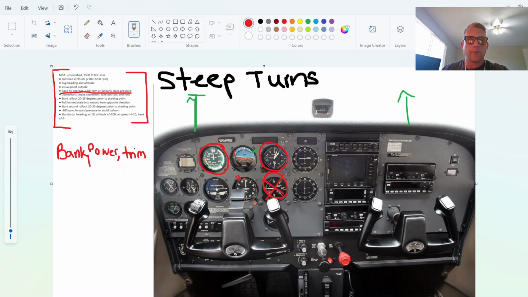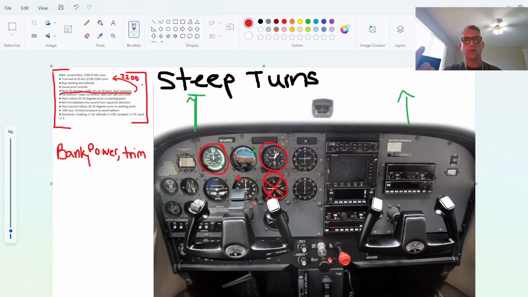If that's not working for you, what I want you to do is bank first, call out bank, and simultaneously add 100 power. But for this method, I want you to start at 2200. Okay? So I'm going to walk you through this and then we'll call it good. Power set to 2200. Initiate bank, coordinate with right rudder, add 100 power. Call out my bank angle, 10, 20, 30.